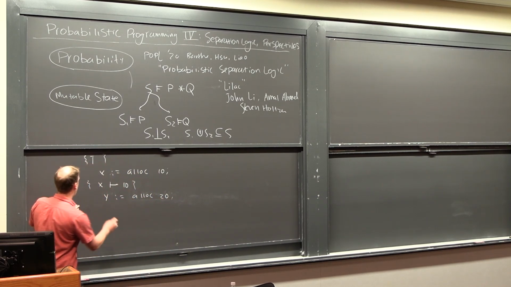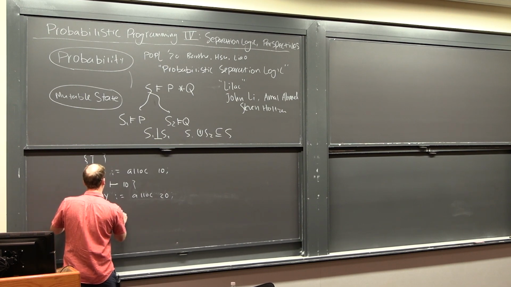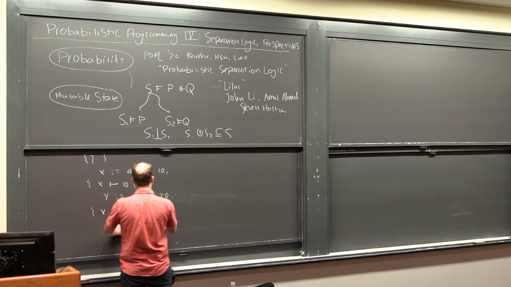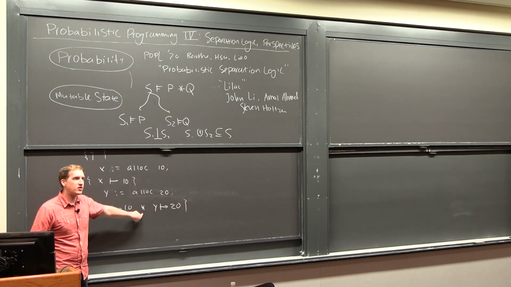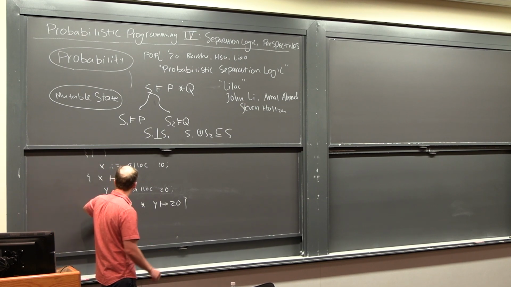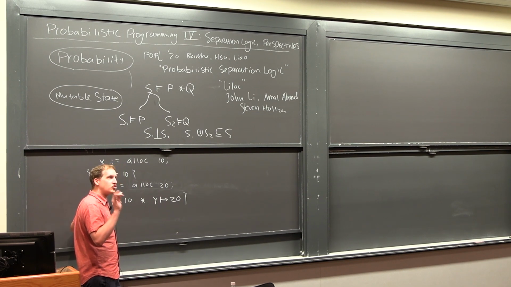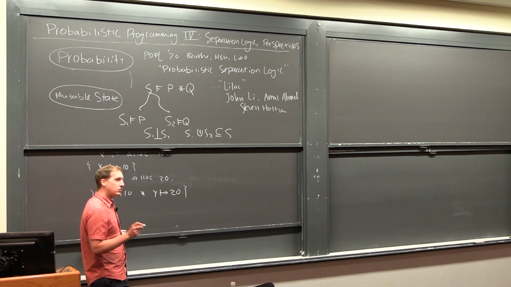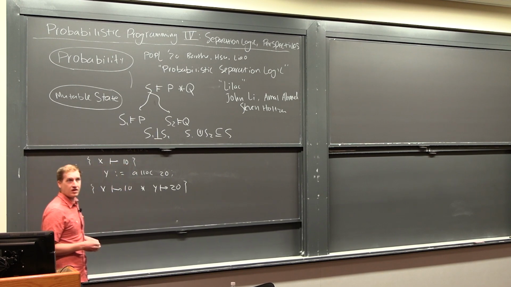Right? And then after I run that line, I can conclude something more about the program. I can conclude that x points to 10, and that y points to 20. And what I've done is I've put a star in between them. What this star tells me is that x points to 10, y points to 20, and these two separate propositions are going to be true of disjoint parts of the heap. So that means that x and y can't be aliases. They have to be pointing to different parts of the heap.